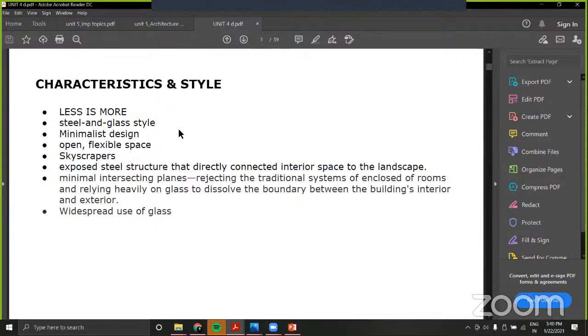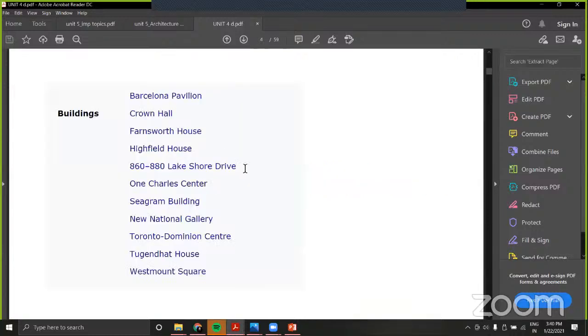He created the "less is more" concept, and he wanted a steel and glass style, minimalistic design, open and flexible space, skyscrapers, and exposed steel structure that directly connected interior space to the landscape, with minimal intersecting planes, rejecting the traditional system of enclosed rooms and relying heavily on glass to dissolve the boundaries between the building's interior and exterior. Less is more became another interesting concept in those periods, and they also wanted open and flexible space, that is, as we discussed in the previous semester, an open plan. We'll be seeing all those things in this.